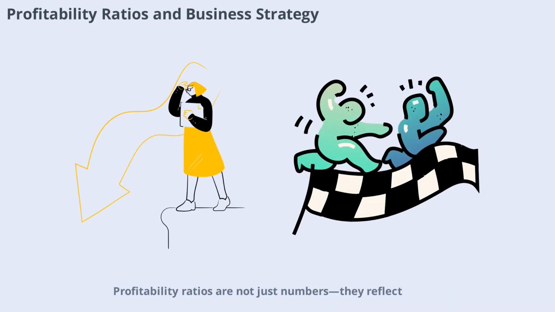Profitability ratios are not just numbers, they reflect the effectiveness of a company's business strategy. High margins and returns often result from strong competitive positioning, efficient operations, and effective management. By analyzing these ratios, companies can identify areas for improvement and develop strategies to enhance profitability. Strategic decisions should always be informed by financial analysis.